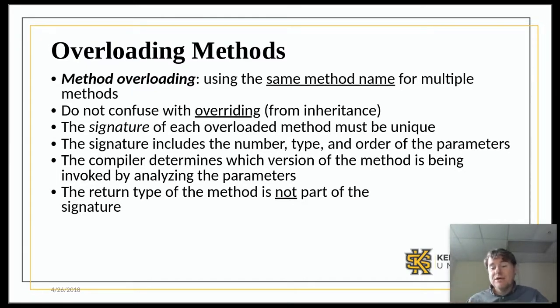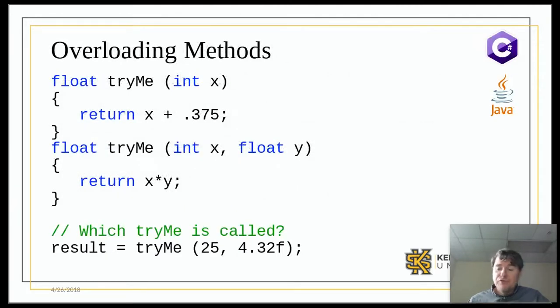All right, so overloading a method is having the ability to have more than one way to call the same method and pass it different parameters or different arguments. If we take a look at this example here, we have the try me method, which we have two different definitions for. One of them takes in a single integer, which we're calling x, while the other one takes in an integer and a float.